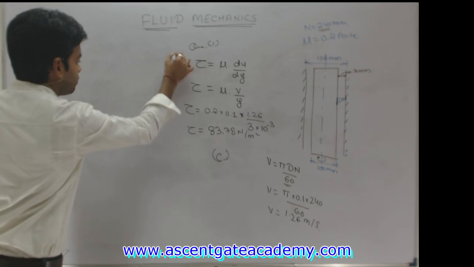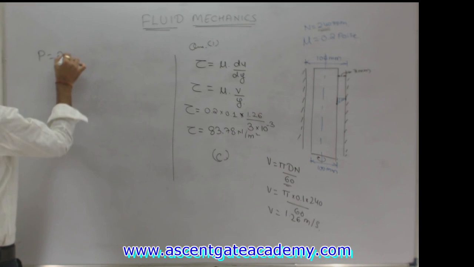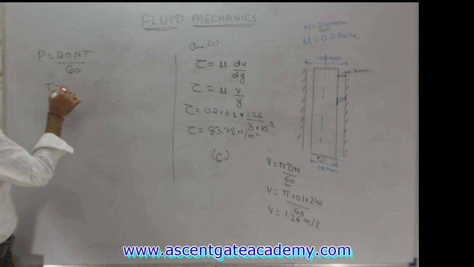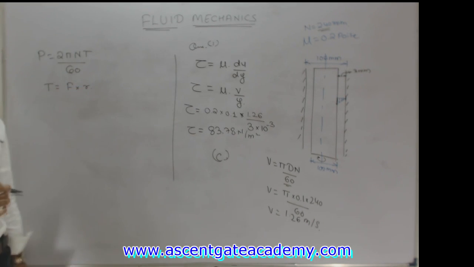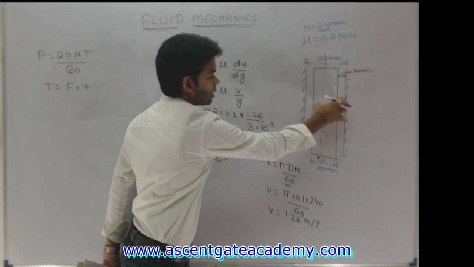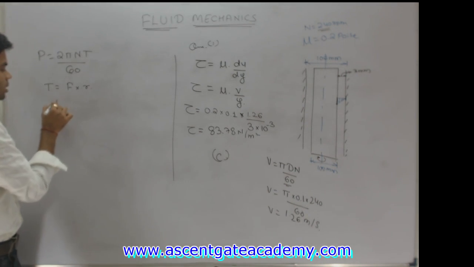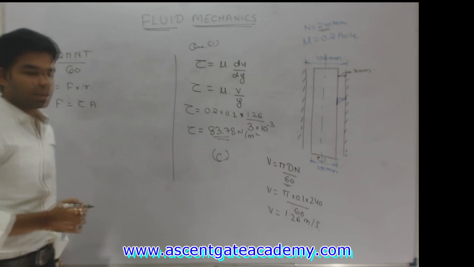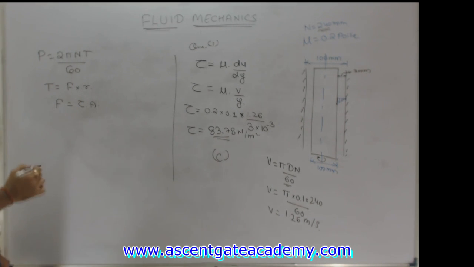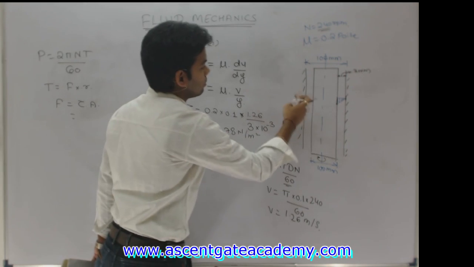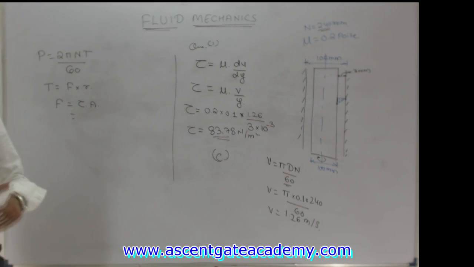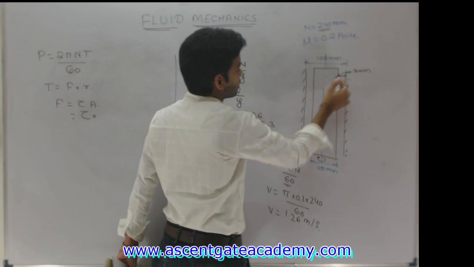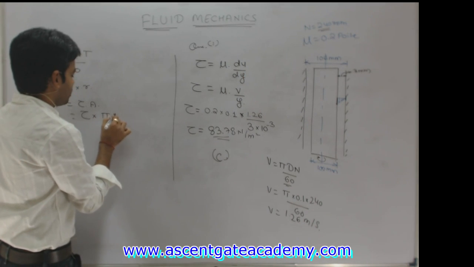And how can we calculate power? Power P is nothing but 2 pi NT by 60, and T we can calculate. What actually is T? T is nothing but force into radius. How much force is acting at this particular point at the circumference of the shaft? Force is nothing but tau into area. We have the value of tau in Newton per meter square. What will be the area? Area is nothing but the surface area of this shaft, the total surface area of this cylindrical shaft, which is equal to pi dl.